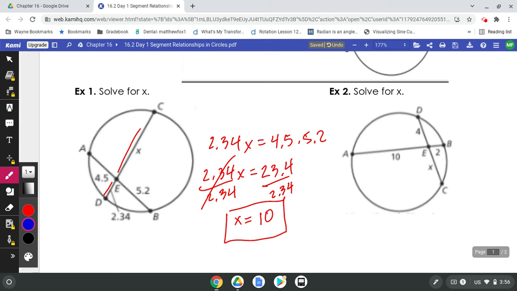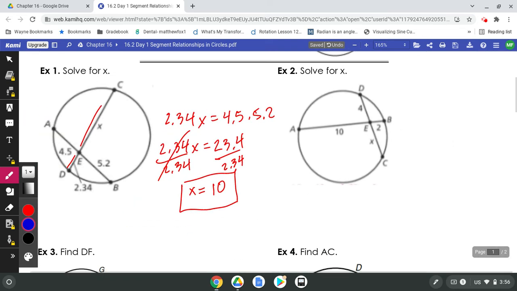All right, on to the next one. Same idea. Once again, solving for x. We'll do 10 times 2. That is on the one side, the one chord, will equal whatever 4 times x is. So 10 times 2 is 20. That equals 4x. We divide by 4. We'll get x equals 5.